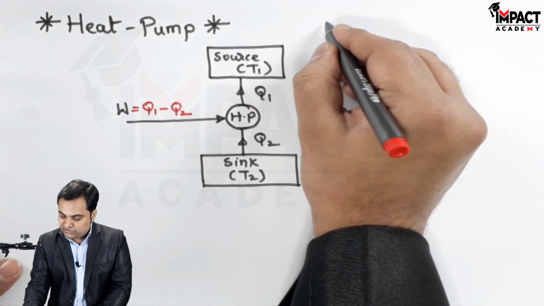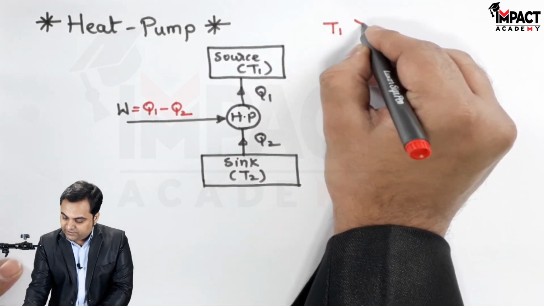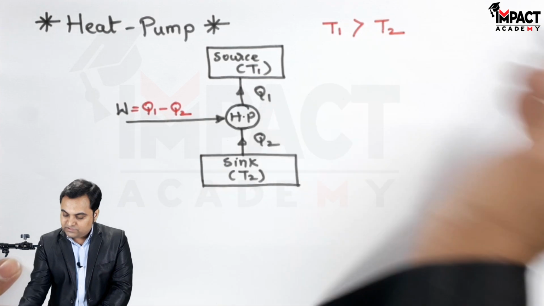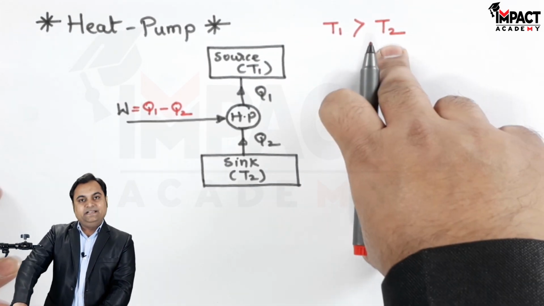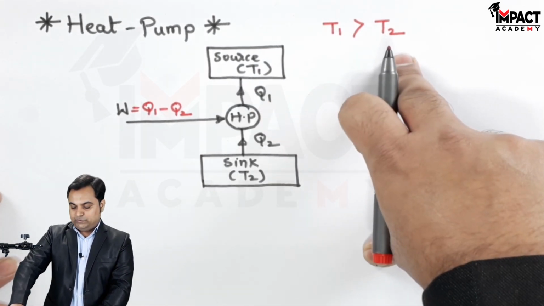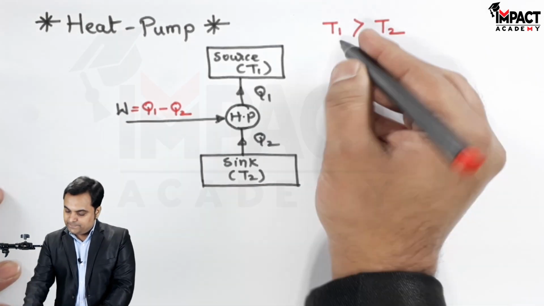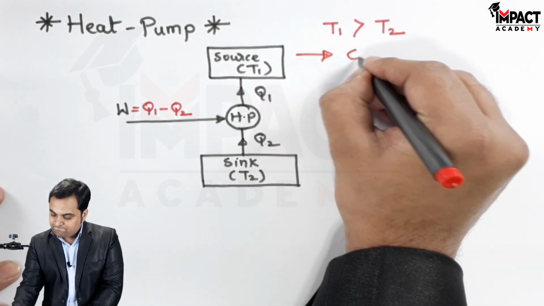and the source temperature is always greater than the sink temperature, which is denoted by T2. Source is T1 and T2 is sink temperature. Next, I'll write the COP.